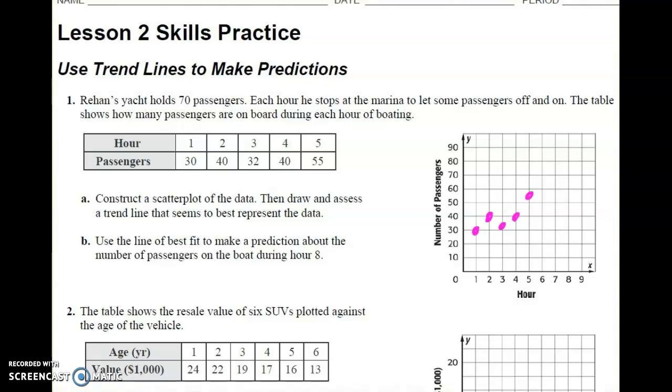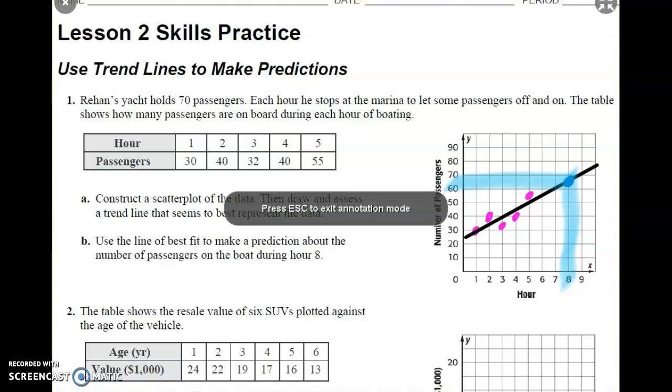A trend line is going to go through the points to where you have about half of them above your line and about half of them below. So use your ID or some kind of straight edge to draw a nice straight line. Then it says use the line of best fit to make predictions about the number of passengers on board during hour 8. So I would go up from 8, hit the line, go over. So I would say in hour 8, I would have approximately 65 passengers. So that is how you would do it by hand. Now I'm going to show you with the calculator.